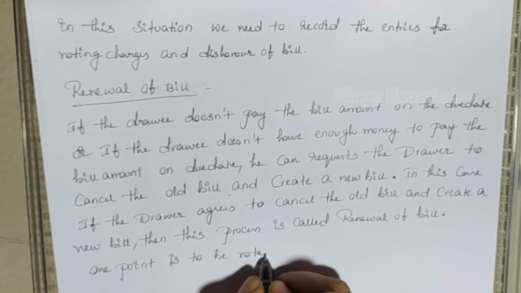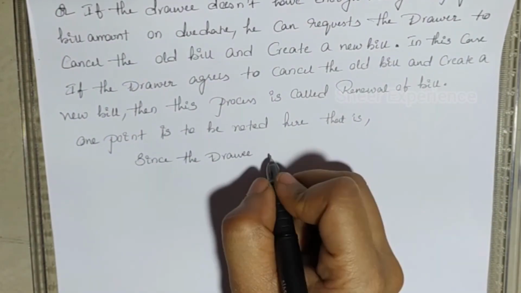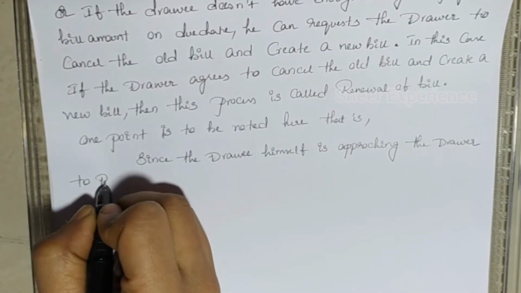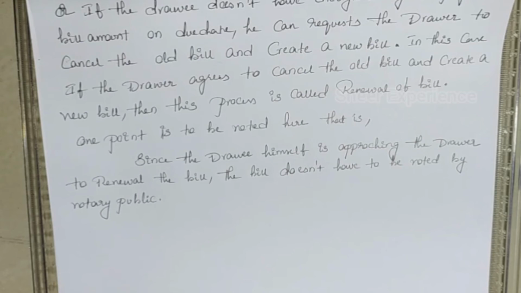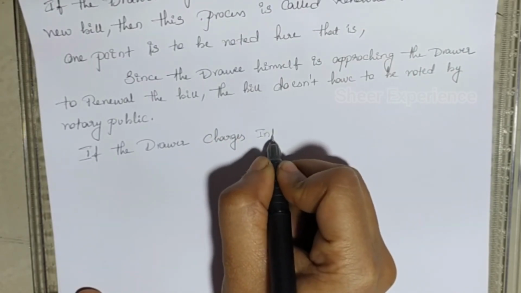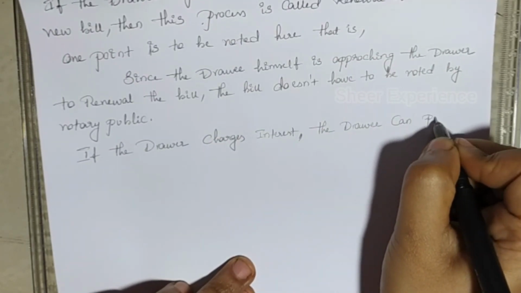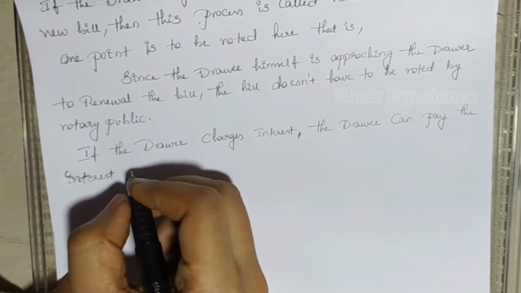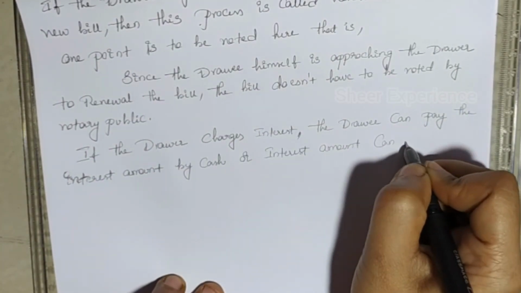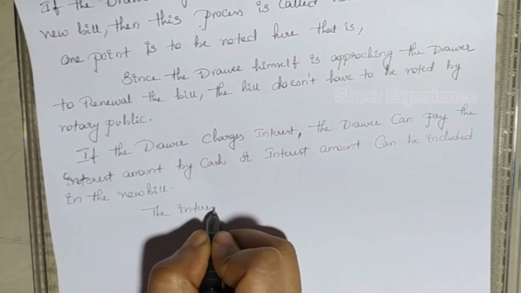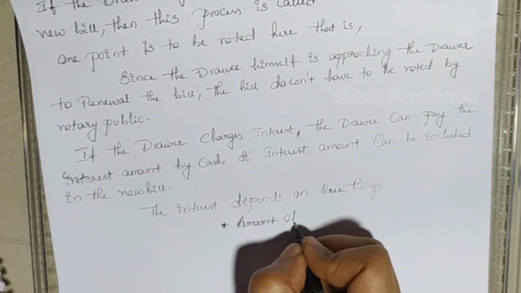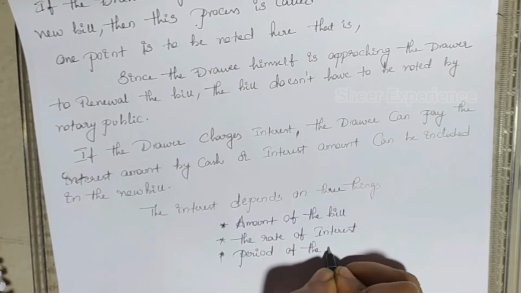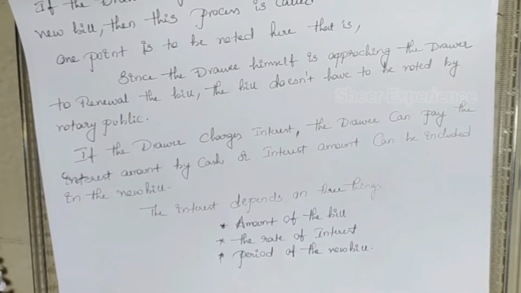Here we should note one point. Since the drawee himself is approaching the drawer to renew the bill, it doesn't have to be noted by notary public. This means the drawer will not approach notary public. If the drawer charges interest for cancelling the old bill and creating the new bill, the drawee can pay the interest amount by cash, or the interest amount can be included in the new bill. The interest will be calculated based on three things. First one is amount of the bill. Second is the rate of interest. Third is period of new bill.